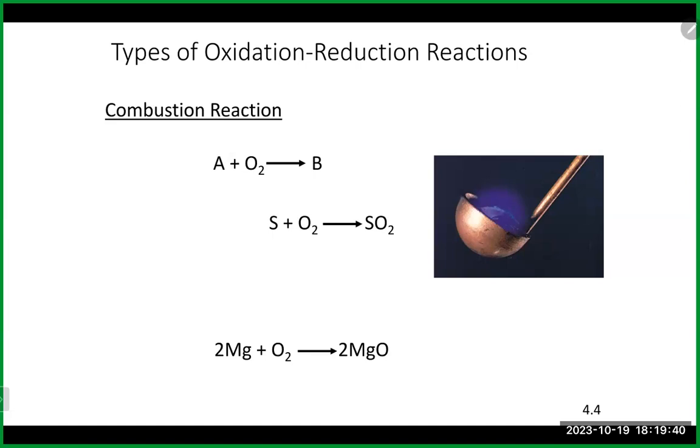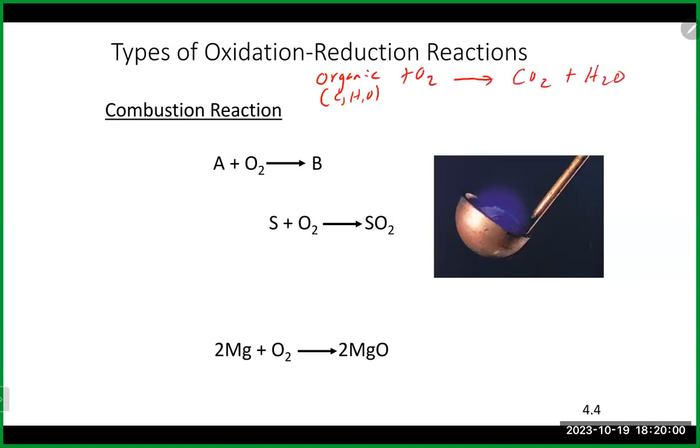Most people, when they think about a combustion reaction, think of a reaction where you take some type of organic compound that usually contains carbon, hydrogen, and oxygen, like what we talked about with our combustion analysis when we did our empirical formulas, right? Plus some oxygen, makes a little CO2 and water.